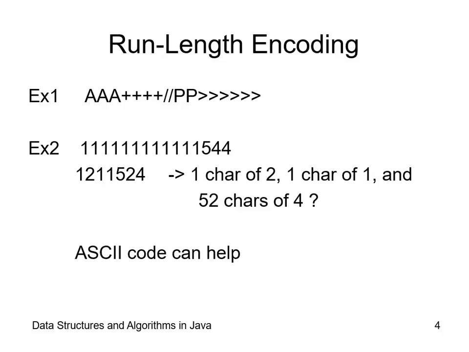Okay, how about this one? Can you use run length? What is the run length encoding for this one? Example 1. What is the answer? 3A, 4 plus, 2 slash, 2P, 6 greater than.